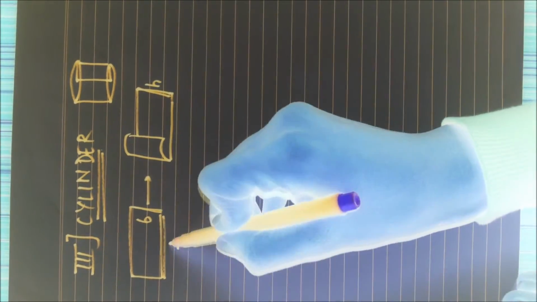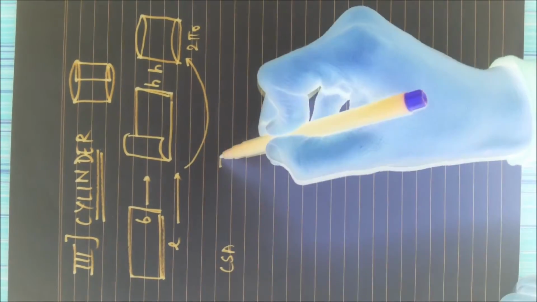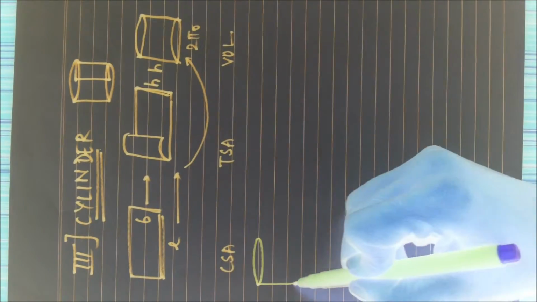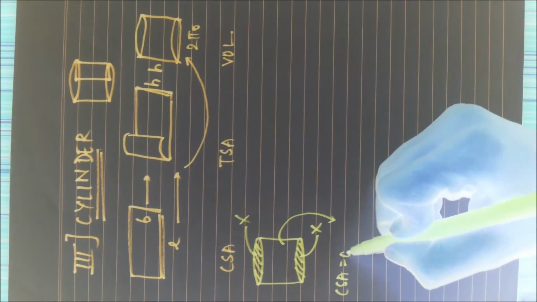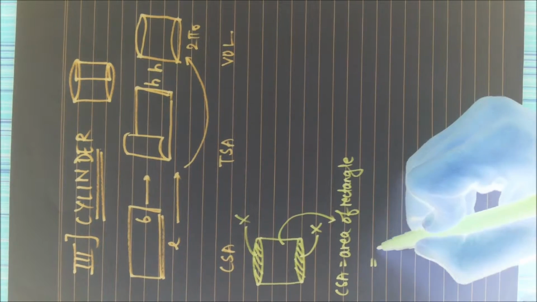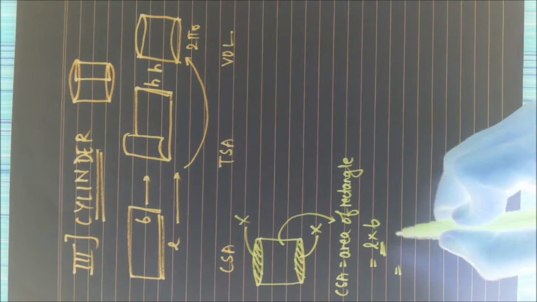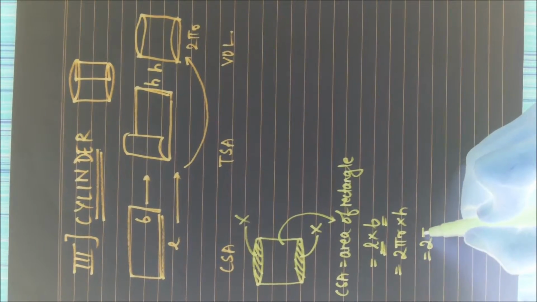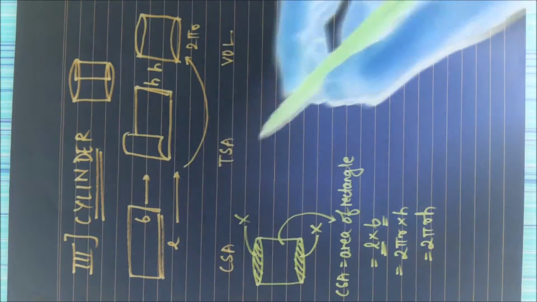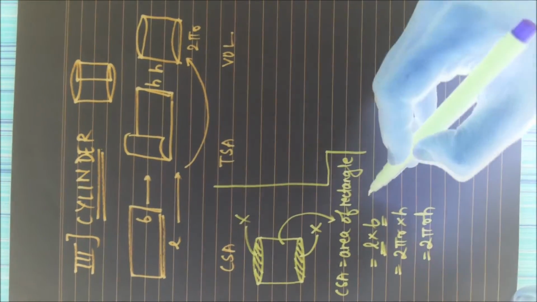Cylinder. Take a rectangular sheet and fold it in the form of a cylinder. The breadth of this rectangle makes the height of the cylinder, and the length of this rectangle makes the circumference of the circular base of the cylinder. CSA of a cylinder. CSA will be equal to the curved part that we see, except the bottom and the top circular portion. So CSA is equal to the area of the rectangle. Now area of a rectangle is L into B. Length is 2 pi r, that is the circular perimeter that it's making, and breadth is h. So CSA of a cylinder is 2 pi r h.